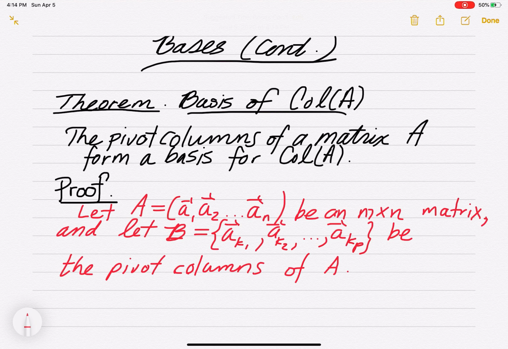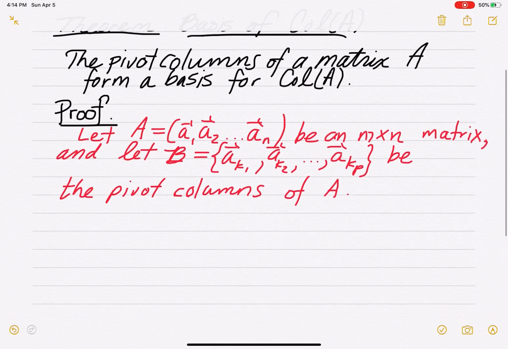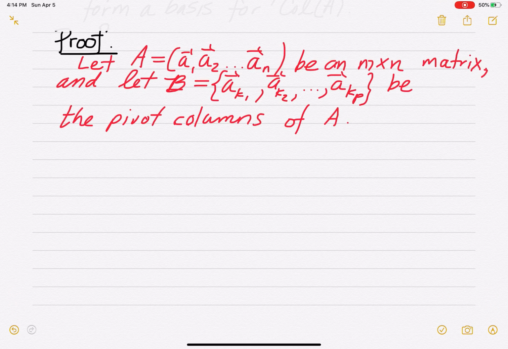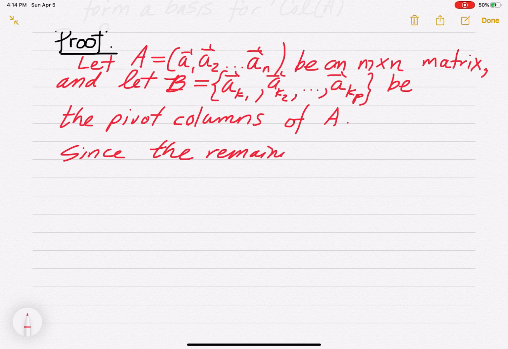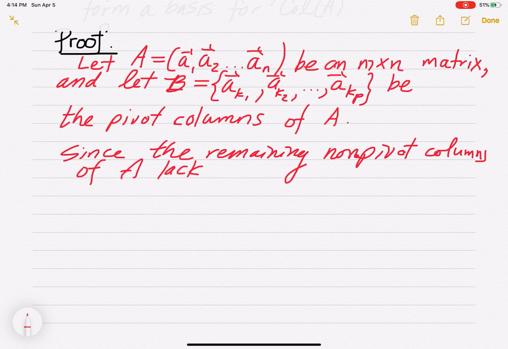So, if you have any remaining columns, those will be the non-pivot columns, right? So, since the remaining non-pivot columns of A lack pivots, right?